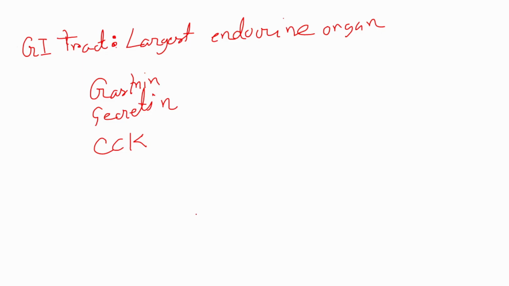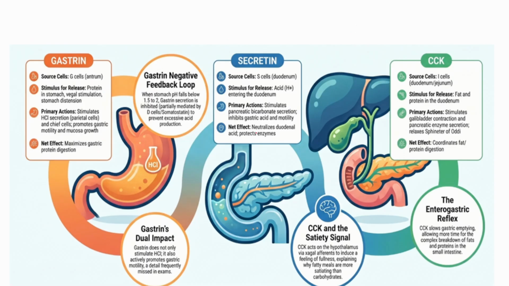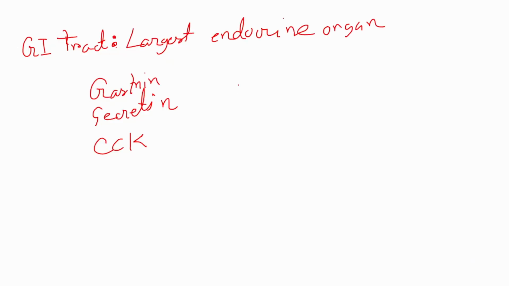Now let me give you the conceptual logic before the facts, because the logic makes the facts stick. The GI hormones form a coordinated relay system as food moves from the stomach to the duodenum and triggers and what the net physiological effect is.